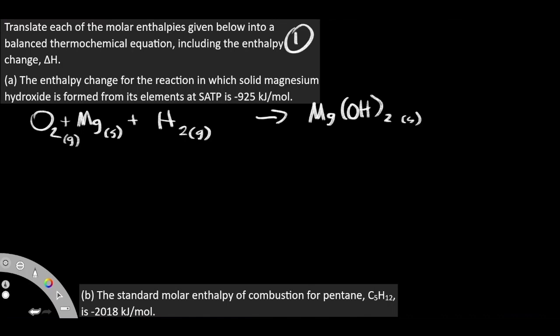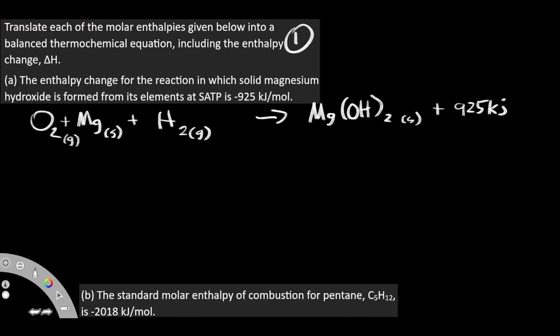And then we're just going to have to figure out our SATP is at negative 925 kilojoules per mole. Again, it's exothermic. It's negative that value. So this negative here means it needs to be on the product side. So I'm just going to put plus 925 kilojoules. That's it for that question.